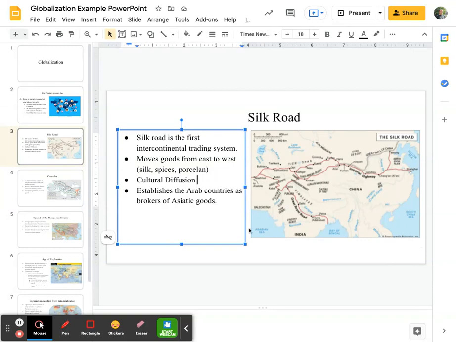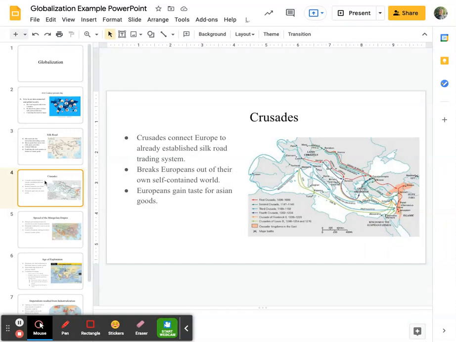And it also, and this is going to be huge as we go later, establishes the Arab countries as brokers of these Asiatic goods. This is what really fuels the spread of the Islamic Empire, is that they are becoming the merchants, the middlemen for all of these highly sought after goods in Asia. Going forward into the Crusades, this breaks through and establishes Europe. It puts Europe firmly on that Silk Road.